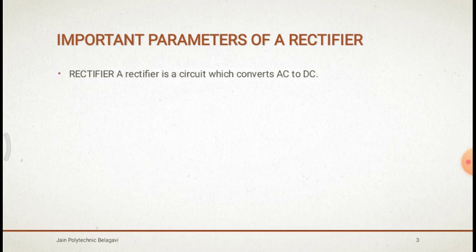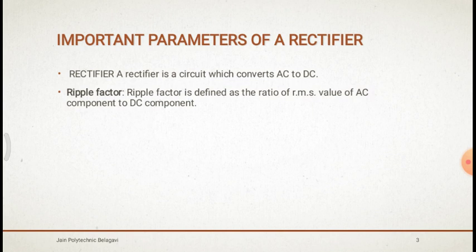First is the ripple factor. Ripple factor is defined as the ratio of RMS value of AC component to the DC component. Whatever output you are getting, it will not be pure DC from the rectifier circuit. Some amount of ripple will be there. That is the definition: the ratio of RMS value of AC component to the DC component.